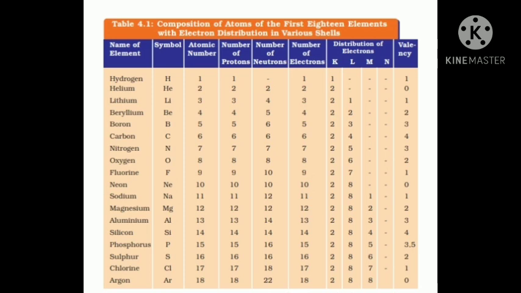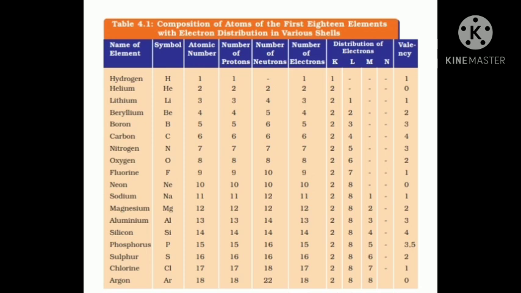Similarly, for beryllium, atomic number 4. So number of protons 4, electrons 4, then neutrons 5. How will you distribute the electrons? Atomic number 4, so number of electrons 4. So first shell 2, remaining goes to the next shell, 2. The valency: 0 to 4. If the number of electrons in the outermost shell is 1 to 4, that will be the valency. Here 2, so that is the valency.